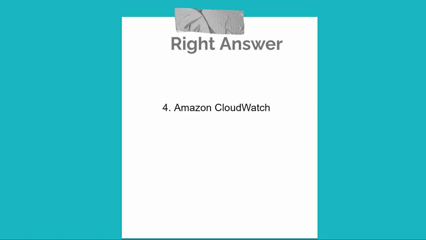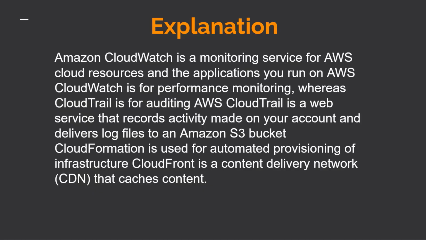Explanation. Amazon CloudWatch is a monitoring service for AWS cloud resources and the applications you run on AWS. CloudWatch is for performance monitoring, whereas CloudTrail is for auditing. AWS CloudTrail is a web service that records activity made on your account and delivers log files to an Amazon S3 bucket. CloudFormation is used for automated provisioning of infrastructure. CloudFront is a content delivery network, CDN, that caches content.